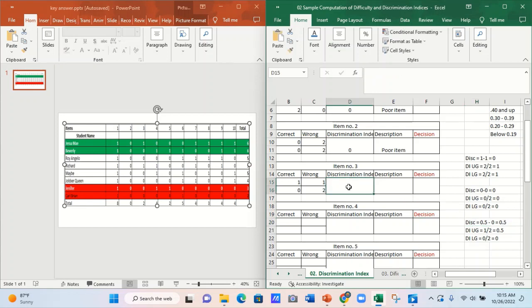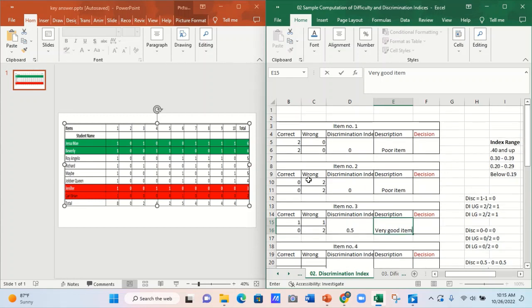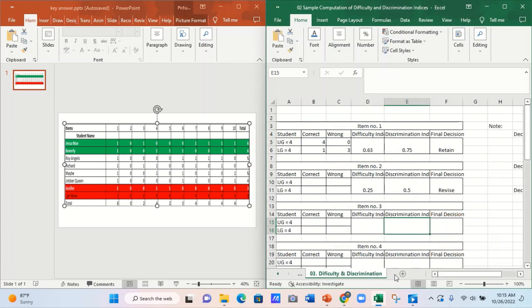Now, class, kung 0.5 siya class, description for that item is very good item. So, ana lang siya. So, humanata sa ato ang discrimination index. Now, it is time for us to obtain the final decision. No? Okay? Na-solve naman nato both ang discrimination and difficulty index.